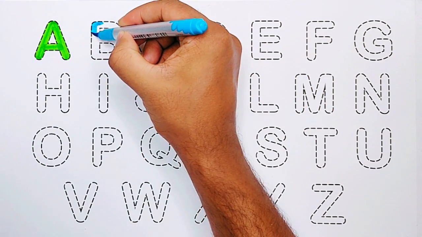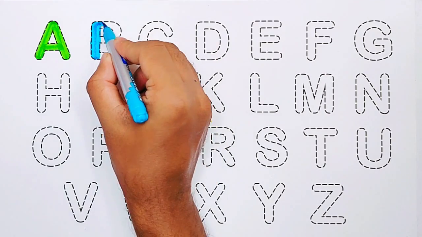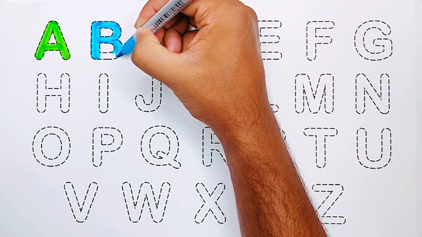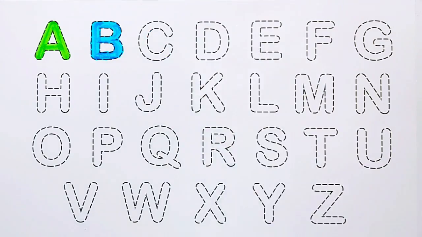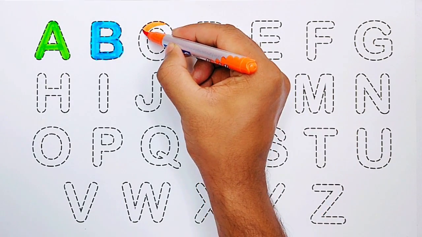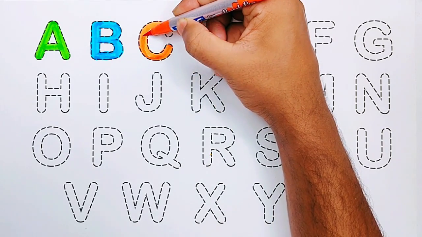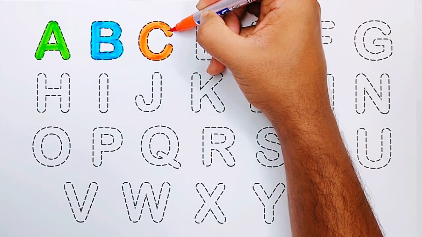Sky blue color. B for banana, B for banana, banana. Orange color. C for carrot, C for carrot, carrot.